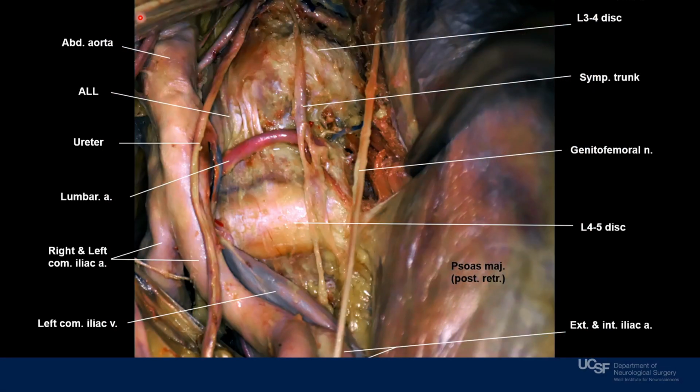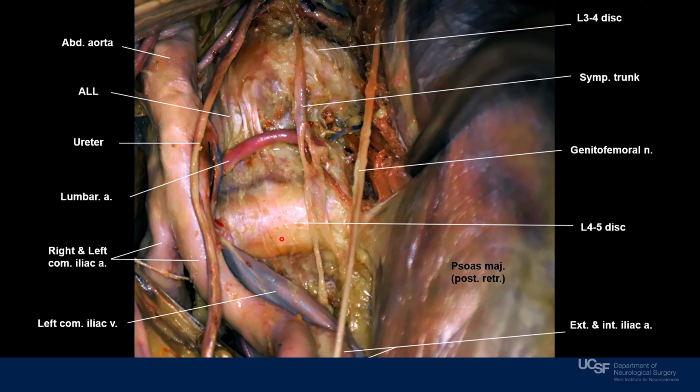This is an oblique view. What we're seeing here is the anterior portion of the lumbar region with the anterior longitudinal ligament attached to the bodies of the vertebrae, and we see the lumbar arteries that arise from the posterolateral aspect of the aorta and run laterally along the center of the anterior and lateral aspect of the vertebral bodies. We identify again the ureter, the sympathetic trunk, and laterally the genitofemoral nerve.